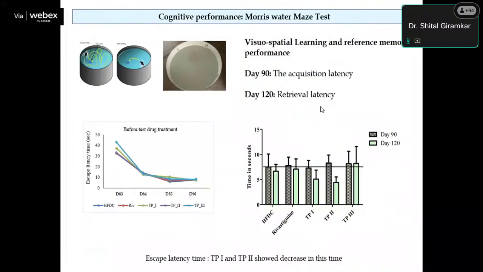Here, animals are trained to find the location of a platform to rescue themselves from the water. So here we can see it was a visuospatial learning and reference memory performance. It was evaluated on day 90, that is before treatment, which is known as acquisition latency, and on day 120, which is retrieval latency, like how they retrieve the platform location. Here it was observed that escape latency time for AAA treatment group 1 and AAA treatment group 2 showed a decrease in time to find the platform, which shows that it increases their learning or short-term memory.